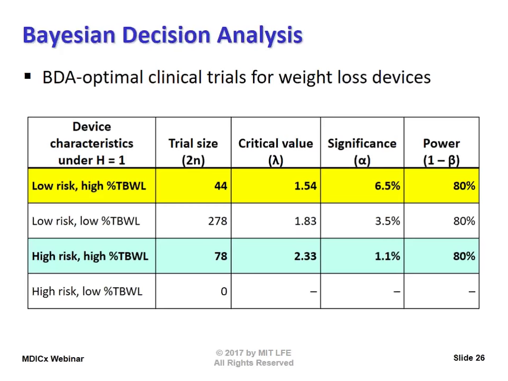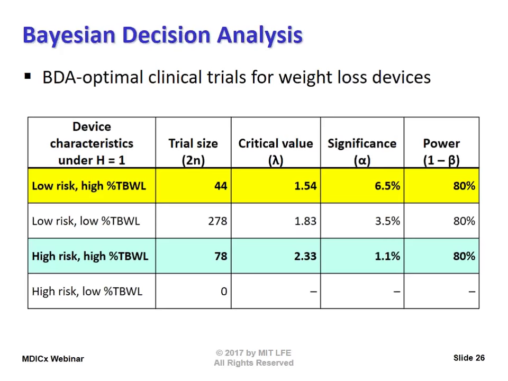On the other hand, as we start to increase the risk of this device under the alternative hypothesis, we see that the optimal significance level drops to 1.1%. And so in this case, this makes sense because it makes sense to run a more conservative clinical trial in this scenario because we want to protect from the harm that would be caused by approving an ineffective device with high mortality risk.